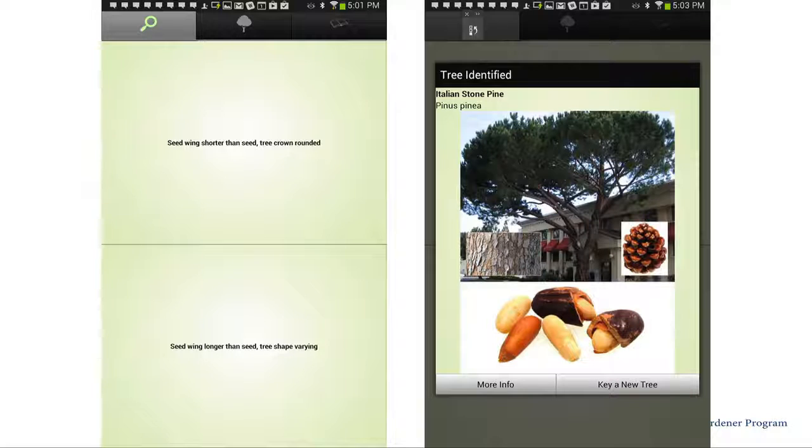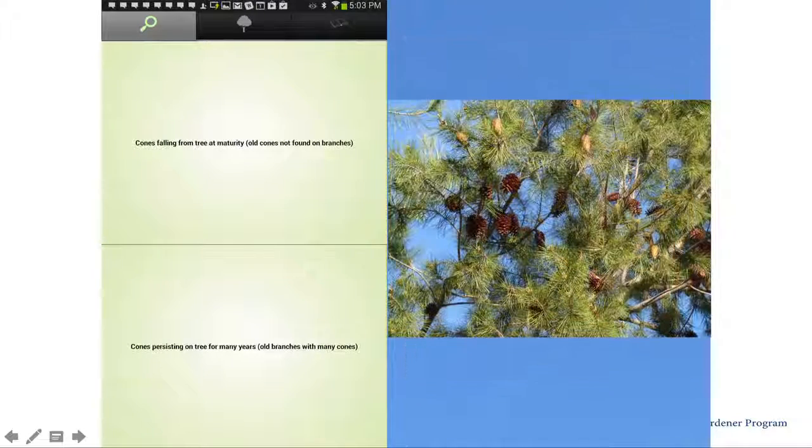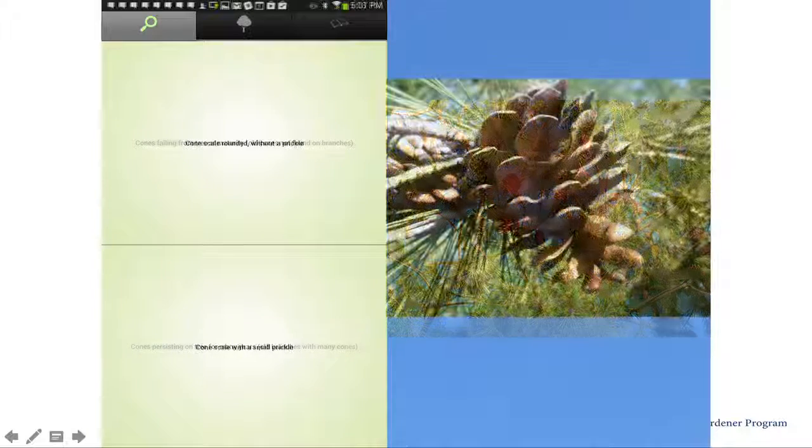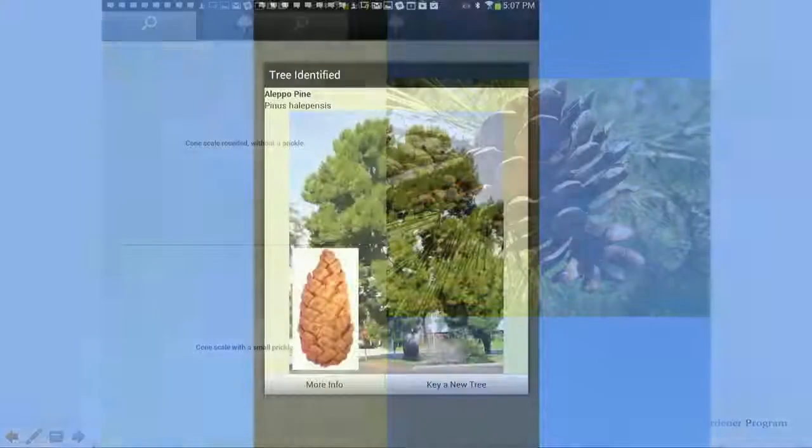And so we touch this one because, you know, it's the top and we don't know the answer. And we look at our tree and we go, I don't think so. So you use the back button on your phone or your tablet. And then you can touch this, the seed wing longer than the seed. And the next question, remember that? Tree crown rounded. This is out of order. Okay, the question about the cones. The cones stay on. No. Rounded, no prickle. Without a prickle. And so that takes us to our Aleppo pine.